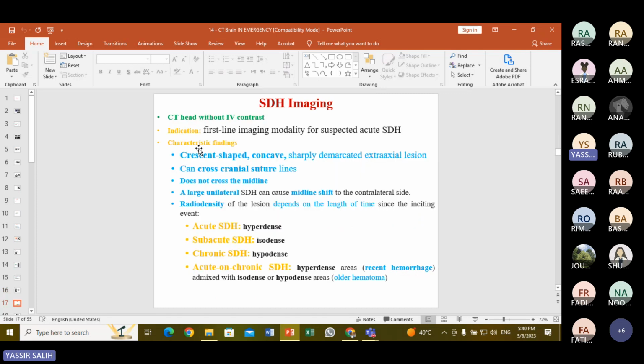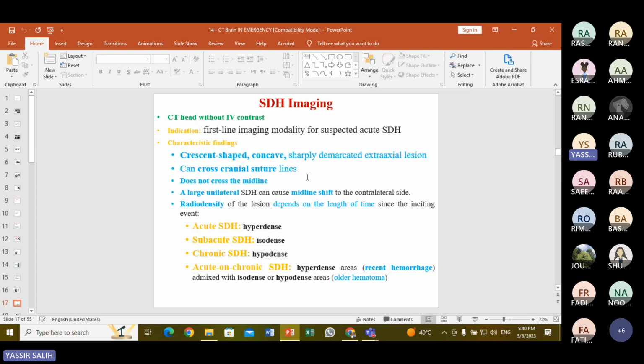So in subdural hemorrhage, the most important signs are the crescent shape, concave inner margin, and sharp demarcation. These are the most important signs to diagnose subdural hemorrhage. Then you check whether there is a midline shift or mass effect or not, meaning midline shift, compression of the ventricles, or effacement of the cortical sulci.